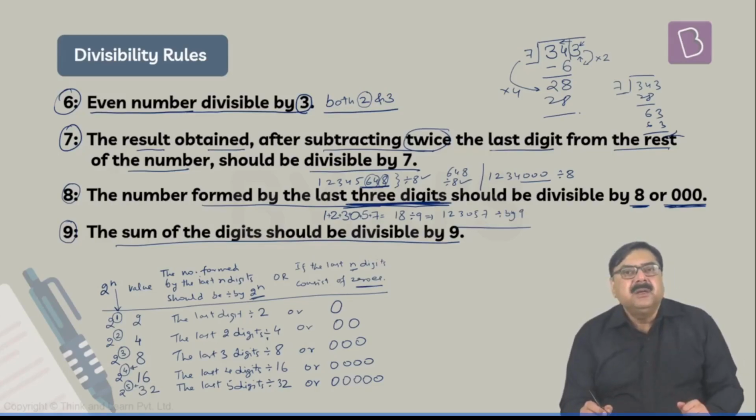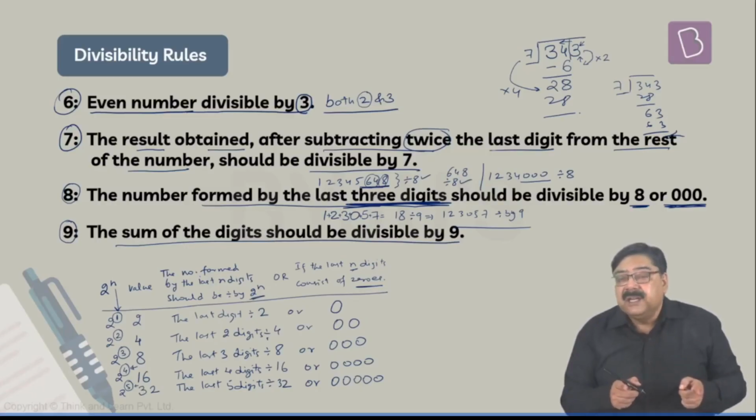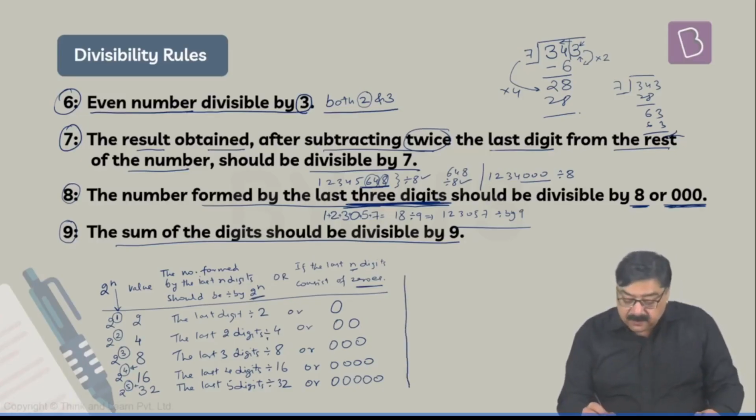Now the case is similar to the divisibility rule for 3. What was the divisibility rule for 3? The sum of the digits of a number should be divisible by 3. Similarly for 9, the sum of the digits of the number should be divisible by 9. So the rule for 3 should go like this: 3 power n, let us say 3 power 1, and the value here is 3. Sum of digits should be divisible by 3 power n.